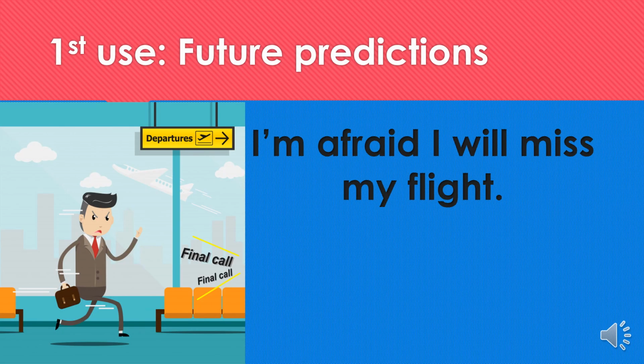Look at this man. He is in a hurry and he says, I'm afraid I will miss my flight. So he doesn't know if he will miss or not the flight. That is why it's a future prediction based on his assumption.